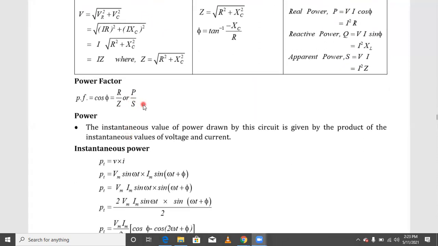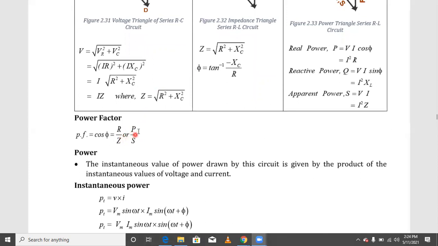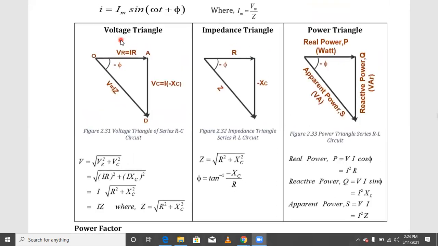The power factor is the cosine of the angle between voltage and current, and it is also resistance by impedance, R by Z, and also VR divided by V from this diagram. So cos φ is equal to VR divided by V, adjacent by hypotenuse. If you know V, I and the angle, you can easily find VR, the voltage across the resistor, by using this voltage triangle.